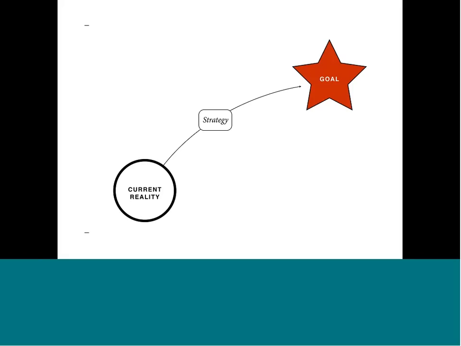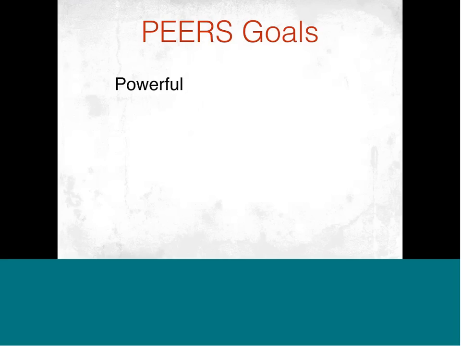Now, sometimes in North American schools, they talk about SMART goals, but we found the model of a SMART goal not to be particularly effective. And so we shifted to what we call a PEERS goal. And so a PEERS goal involves certain things. The first thing the PEERS goal involves is that it's a powerful goal.